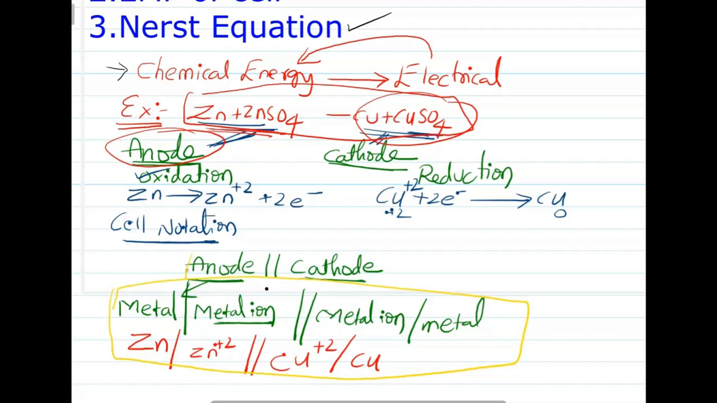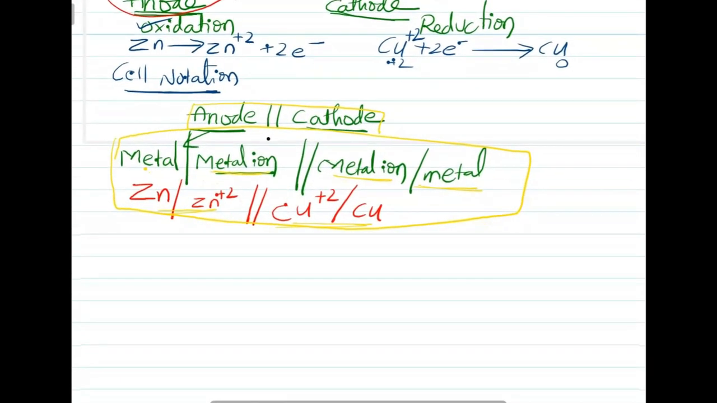This is what you need to remember in the notation of the cell. Always anode followed by cathode, the anode metal followed by its metal ion, and the cathode also metal ion followed by its metal. This must be remembered. When you are writing any cell, this must be followed 100%. If you are not following this, your cell notation will go wrong.